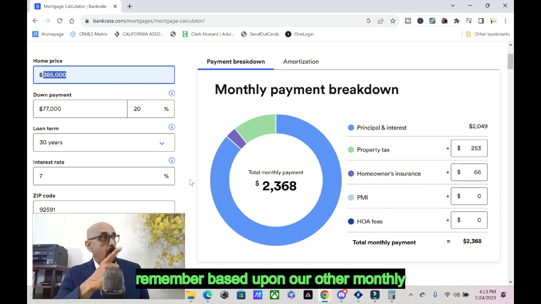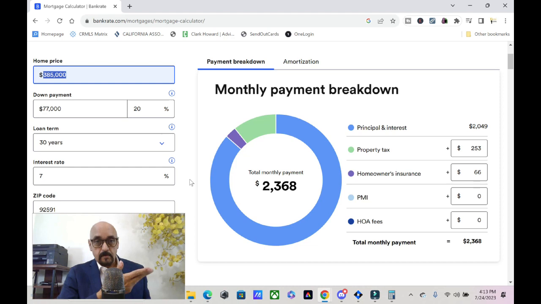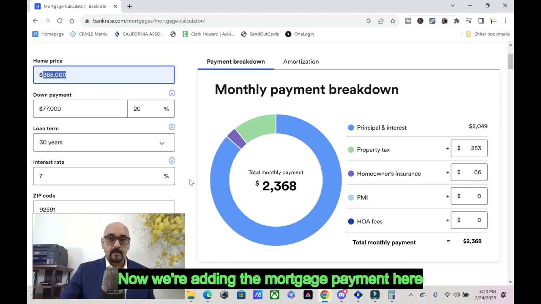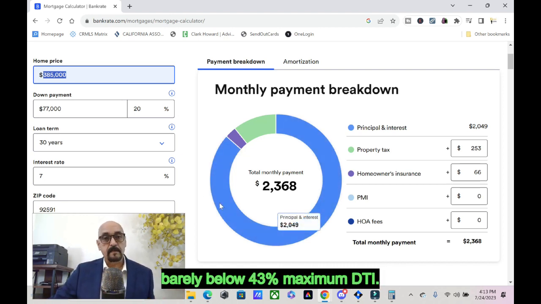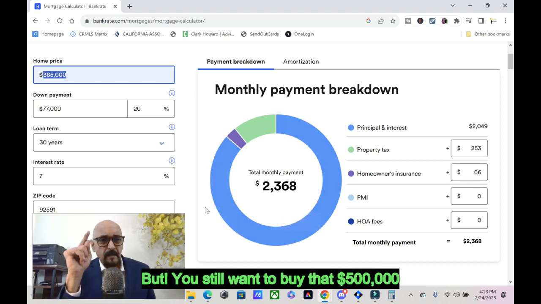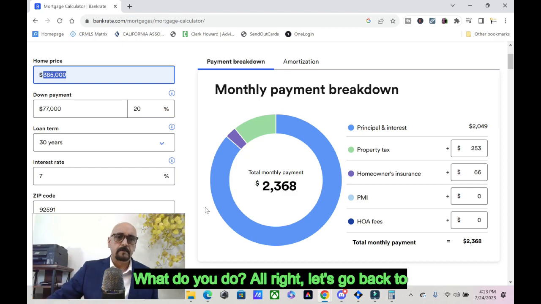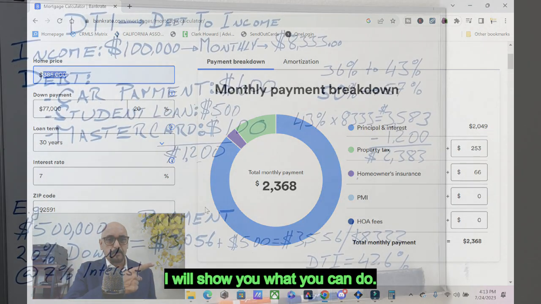Remember, based upon our other monthly expenses, the $1,200, the car payment, the student loan, and the credit card. Now we're adding the mortgage payment here. And so that combined is keeping us just barely below the 43% maximum DTI. But you still want to buy that $500,000 house. That's your dream home. What do you do? All right, let's go back to the whiteboard. I will show you what you can do.